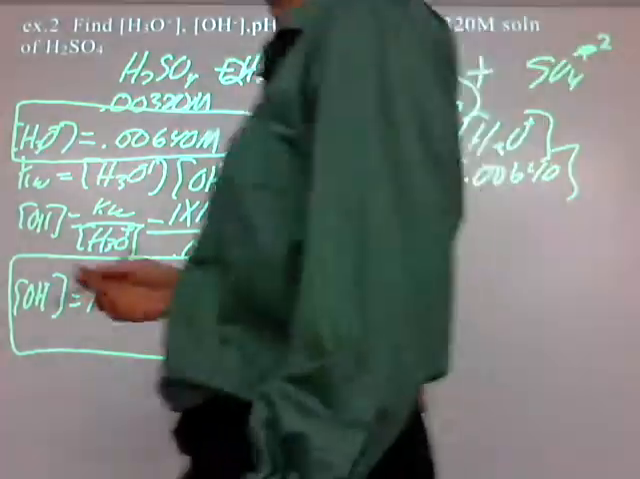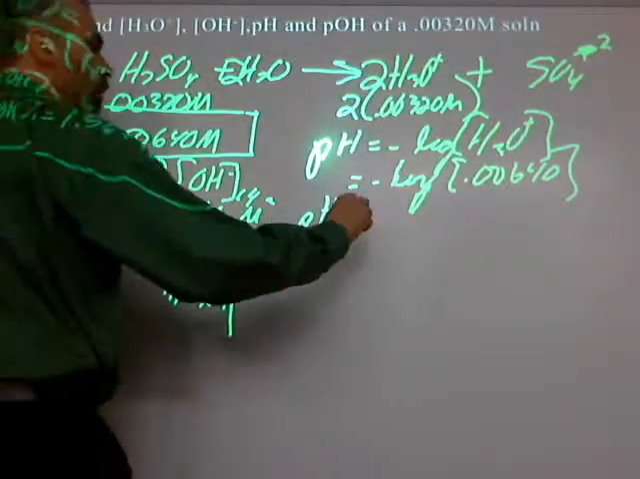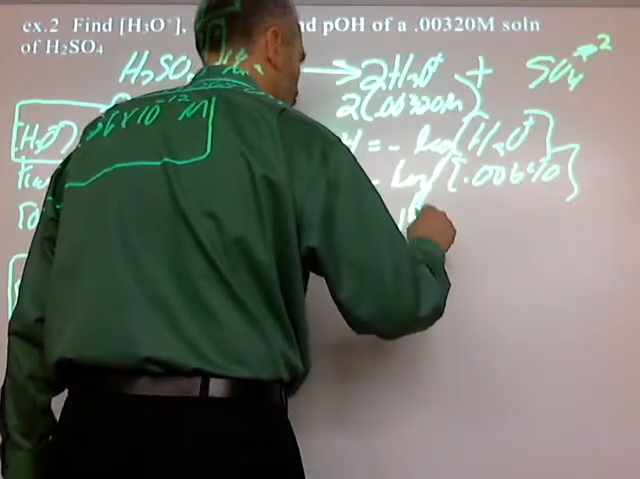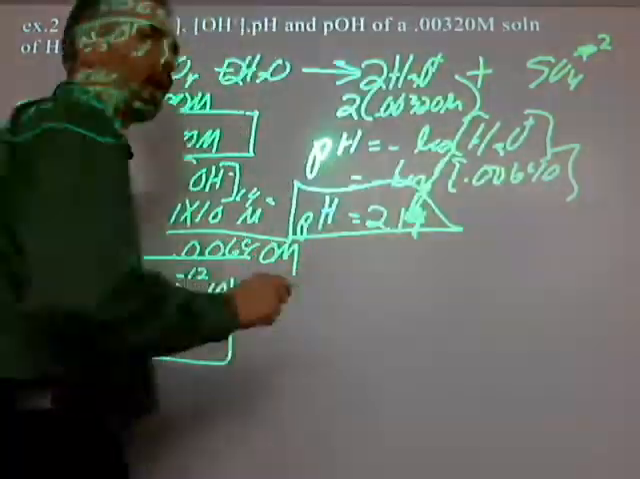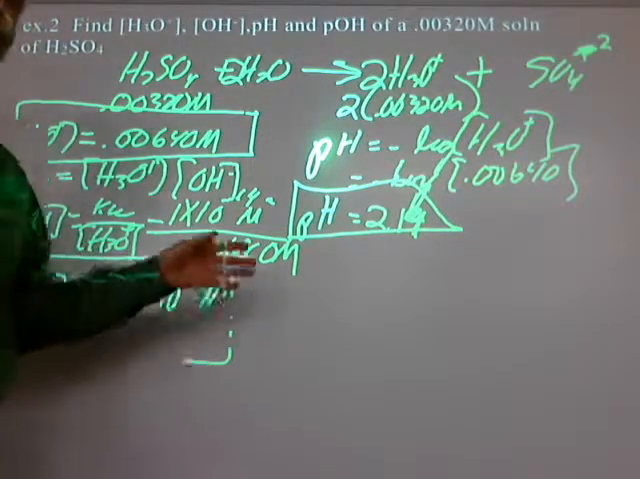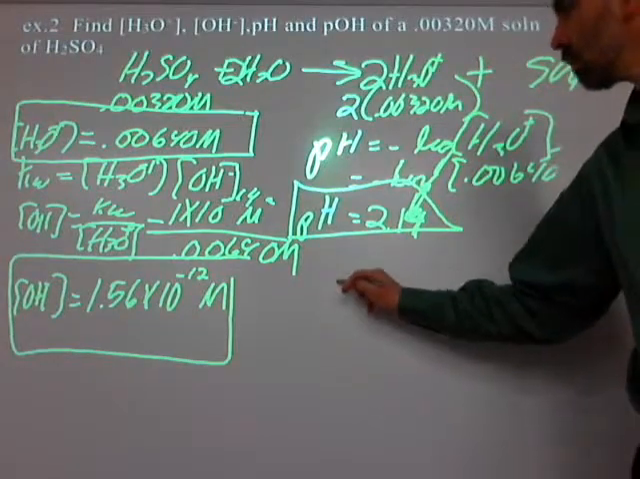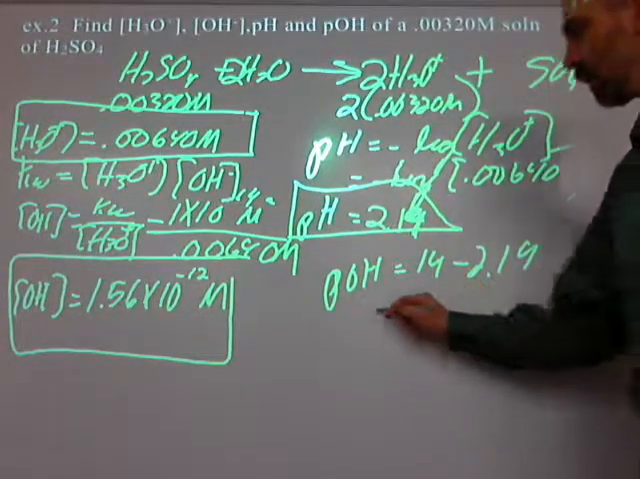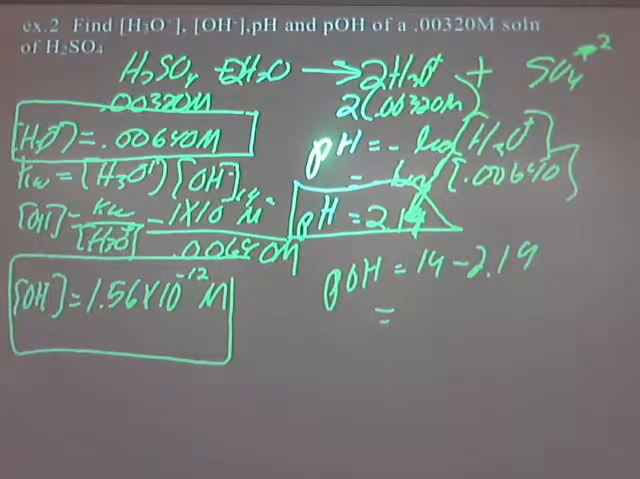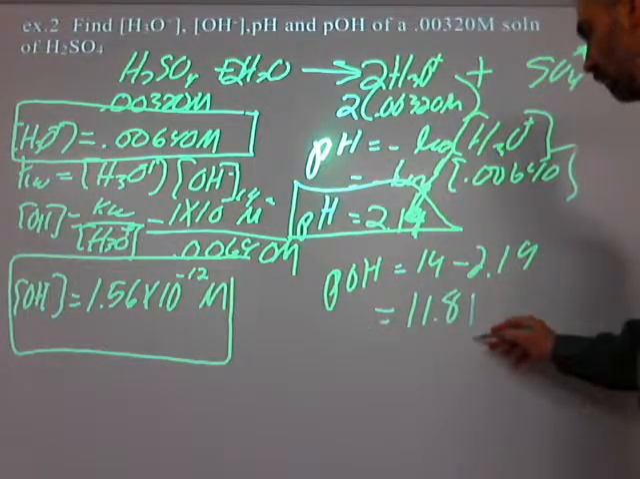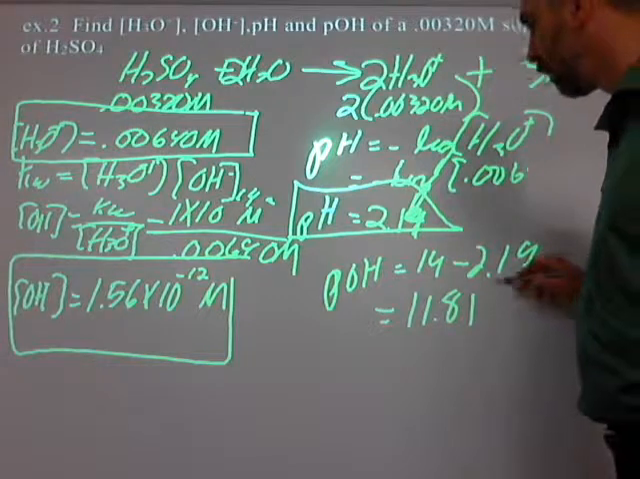What'd you get, Nick? 2.1. 2.1 what? All right, fine. You want to go through decimals? 2.19? All right, 2.19 is the pH, is that correct? Yes. 2.19. All right. If that's the pH, what's the pOH? It's just going to be 14 minus 2.19, right? Right, because they have to add up. 11.81, okay? And that's your pOH.